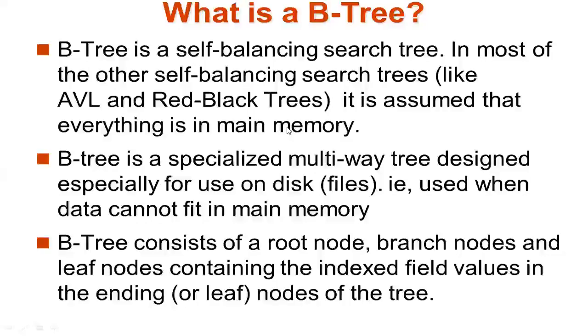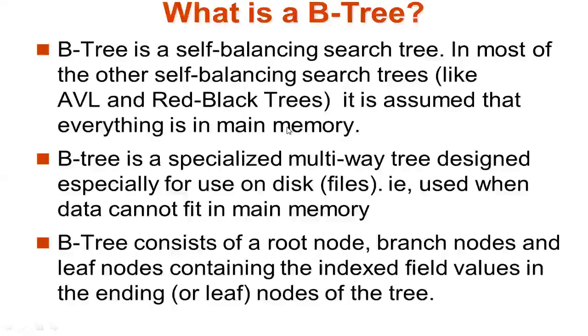That is, a B tree is a specialized multi-way tree designed especially for use on disk files, used when data cannot fit in the main memory. Even the other data structures like AVL tree and red black tree can be implemented only when your data or your set of records are available in the main memory. Whereas the B tree can effectively work on the hard disk itself or in the file format itself.